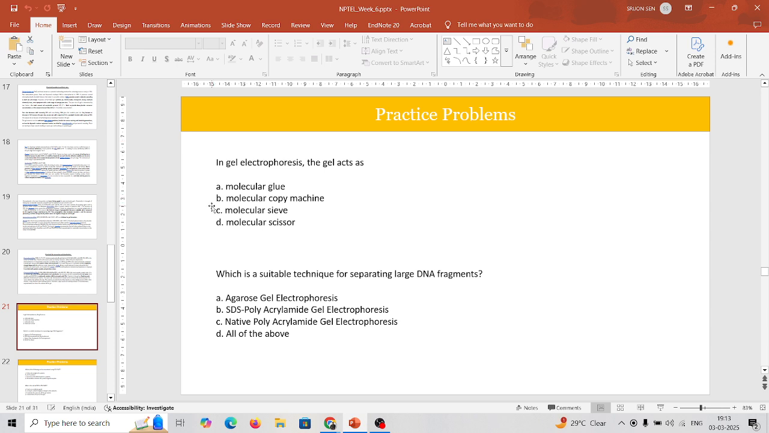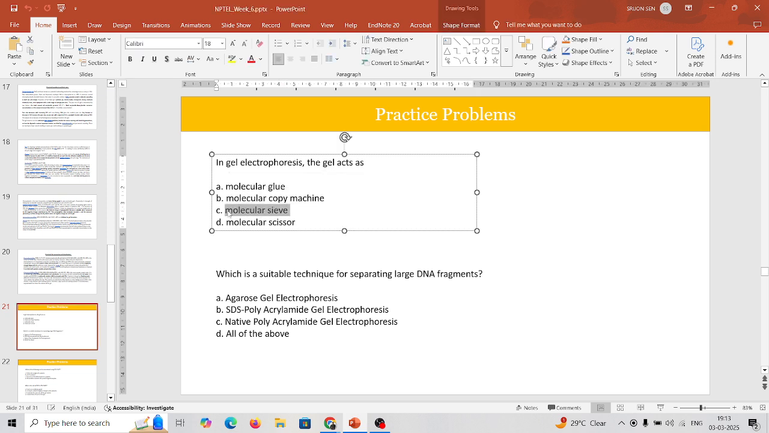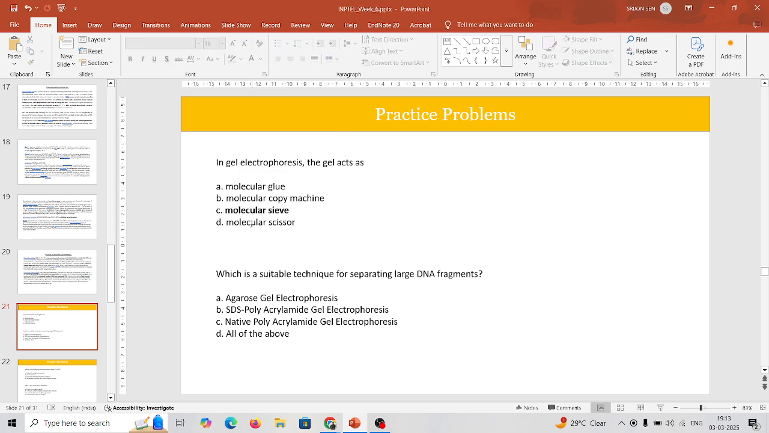Okay, so in gel electrophoresis, the gel acts as molecular glue, molecular copy machine, molecular sieve, or molecular scissor. Does it actually act as a molecular glue? No. So it's a molecular sieve. It acts as a molecular sieve over here.